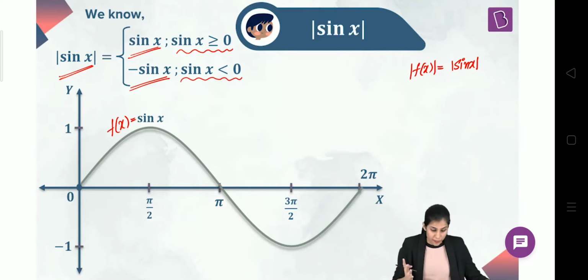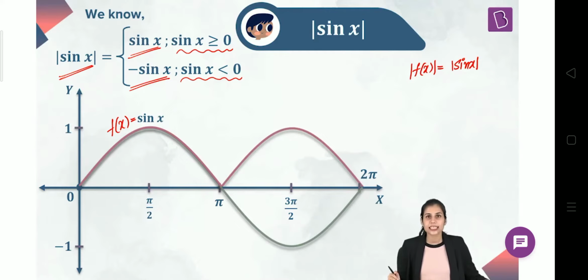You can clearly see that from 0 to pi, the graph of sine is on and above the x-axis, so this portion will remain as it is in the graph of mod sine x. But from pi to 2 pi, you can see that in this interval, the graph of sine is below the x-axis. So its negative will be the graph of mod sine x in this interval. Negative of a graph means what? You have to vertically flip this graph about the x-axis. Yes, when you do that, this is what you get as the graph of mod sine x in pi to 2 pi, and eventually this complete pink graph is the graph of mod sine x.